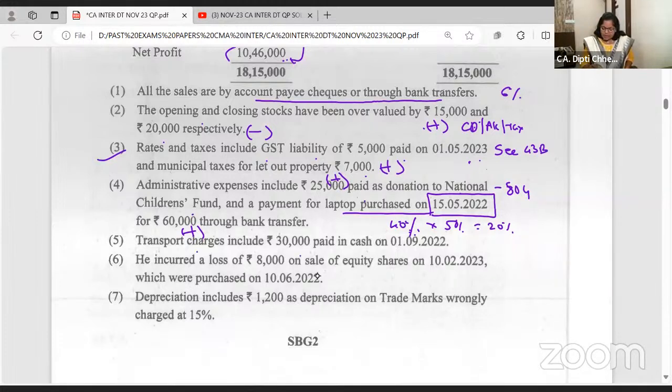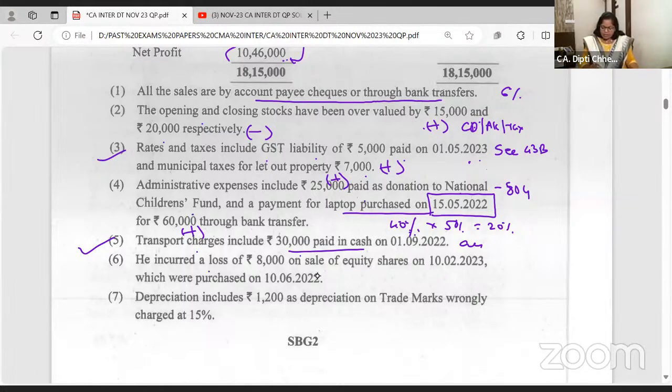Transport charges include 30,000 paid in cash. It is allowed. Again, we should write a note, because transport charges up to 35,000 in a single day are allowed in cash, and other cash expenses are allowed till 10,000.